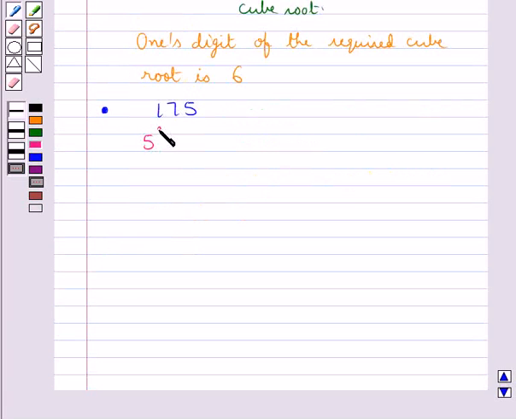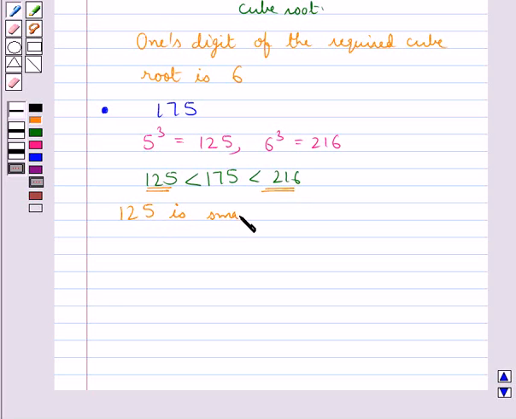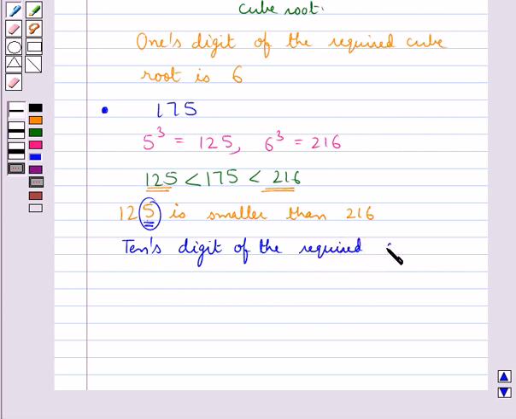Now let's consider the other group, that is 175. We already know that 5 cube is 125 and 6 cube is 216. Also we know that 175 is less than 216 and it is greater than 125. Now to get the tens digit of the required cube root, we consider the smaller number out of these two numbers, and we know that 125 is smaller than 216, and as you can see that the ones digit of 125 is 5, we take this as the tens digit of the required cube root. So we have tens digit of the required cube root is 5.